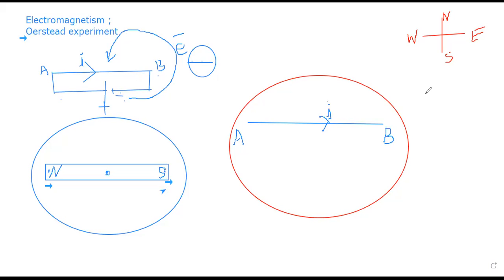So the Earth gets the magnetic property, and we have the two poles of the Earth's magnet. I will draw like this here. So these are the two poles of the Earth's magnet, and this line is called the magnetic meridian. This is the north pole and this is the south pole.